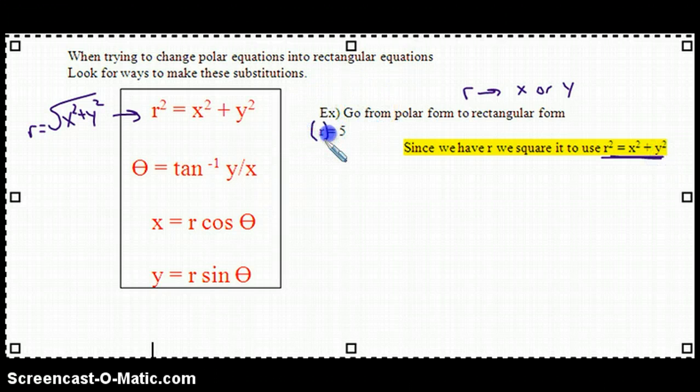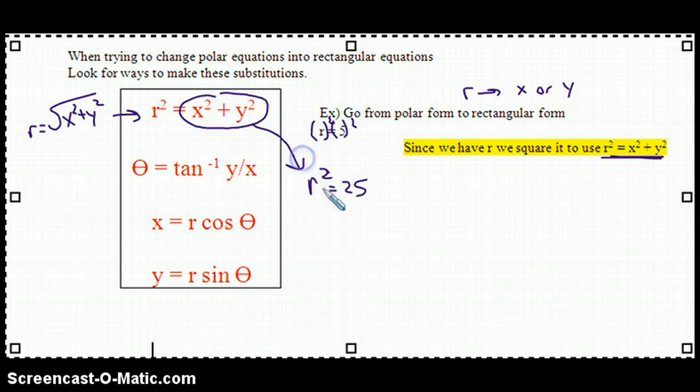So I'm going to square it, and then I can use that form. So if I square both sides, I end up with r squared equals 25. Now I make the substitution. I know what r squared is equal to.